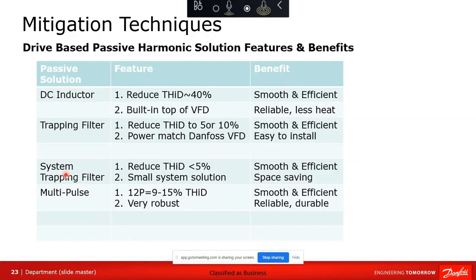We also call it a passive harmonic filter. You could do it as a single, or as a system-wide solution, where you can get harmonic current distortion down to about 5 or 10%. Those are very simple systems. We'll go into each one of these in a little more detail. And you could also use a multipulse. Years ago, multipulse solutions were very prominent, and when we get to those pages, I'll go over some of that.